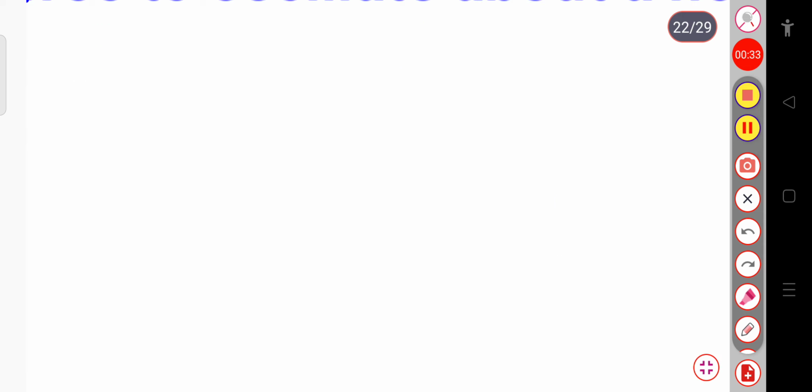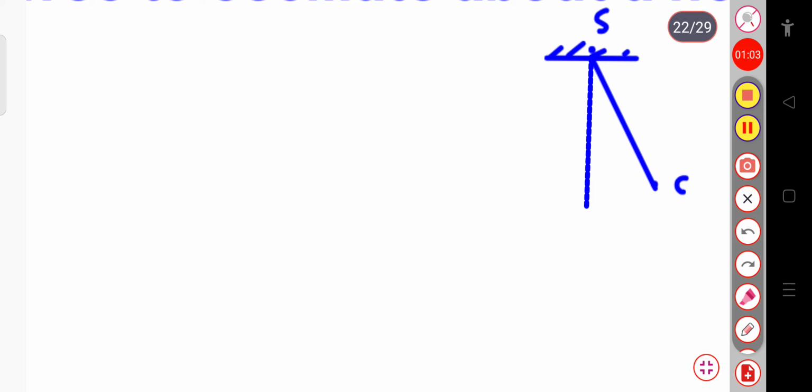Let us consider the compound pendulum is suspended at the point, suppose this point is S. And suppose its center of mass is at the point C. Now if I join this line, this will oscillate about its mean position. Let me write this to be suppose B.